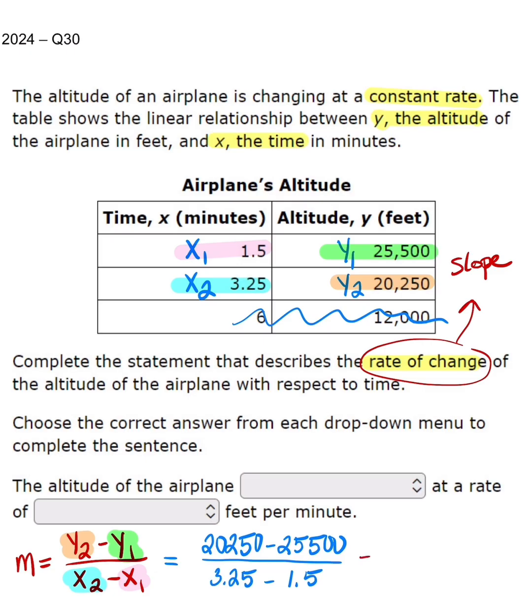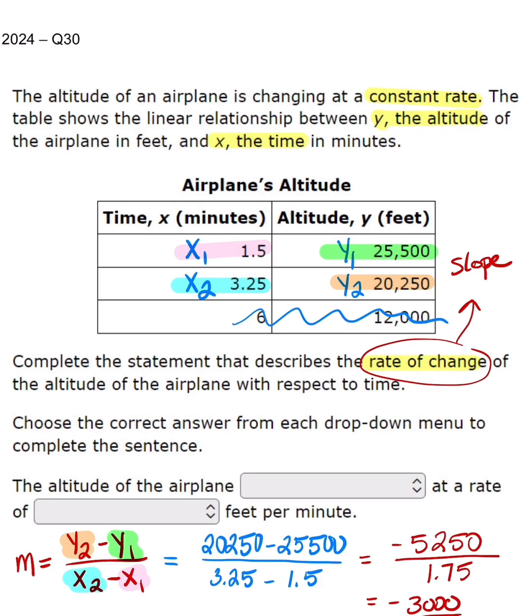If I simplify the numerator, it gives me negative 5,250. And when I simplify the denominator, it gives me 1.75. I'm going to now divide 1.75 into negative 5,250, and it gives me negative 3,000. So that means that my rate of change is negative 3,000, and the negative means that in this scenario, it is decreasing by a constant rate, not increasing.